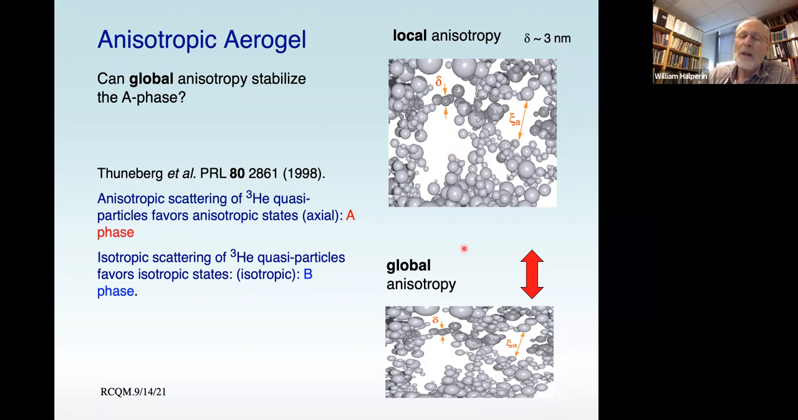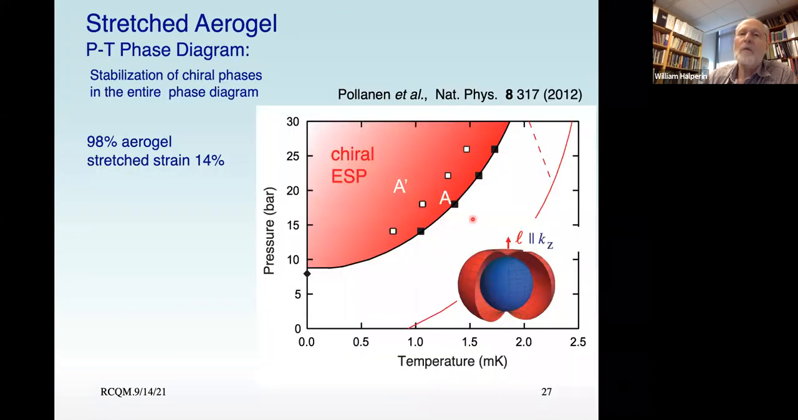You can achieve global anisotropy by taking one of those aerogel samples, 5 millimeters in diameter and 5 millimeters long, and you just compress it to make it anisotropic, or you stretch it to make it anisotropic globally. And that's key, because then the transitions are preserved in their considerable sharpness. Oh, and what do you find? Well, in the aerogel strained by 14%, the entire phase diagram goes from B to A. It becomes chiral. So you can tune the chirality of the superfluid state by introducing anisotropic scattering.